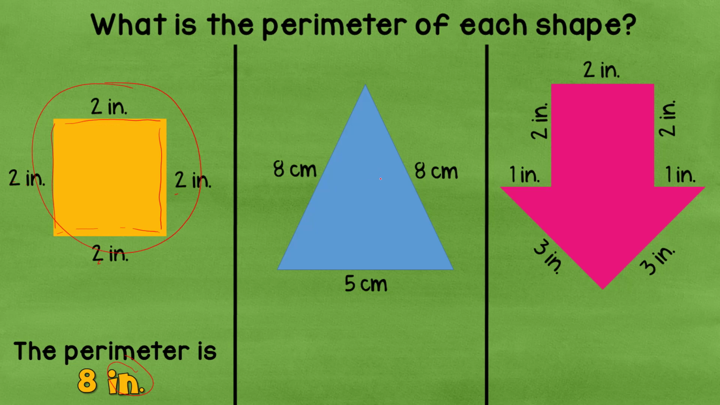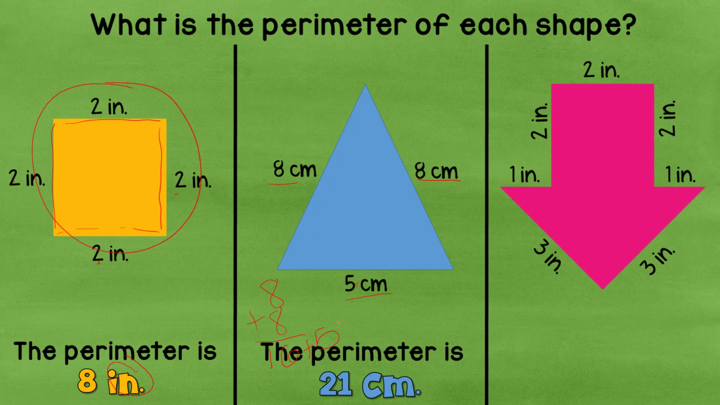Let's try this blue triangle. We have 8 and 8 and 5. So I can do that down here. It's my math problem. 8 plus 8, you should get 16. Now we have to add this other 5 here, plus 5, 16 plus 5. The perimeter is 21 centimeters in this case around the triangle.